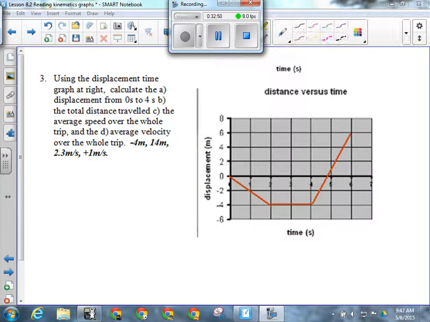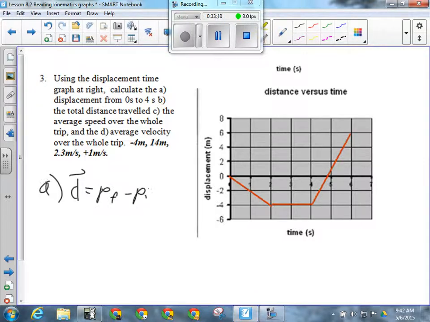All right, let's have a look at number 3 here, guys. So for the first part, for part A, they want us to calculate the displacement from 0 seconds to 4 seconds. And this is a position versus time graph. So on a position versus time graph, can I find displacement by doing this? Final position minus initial position. Yes, I can. And that's the only way to do it from this type of graph.